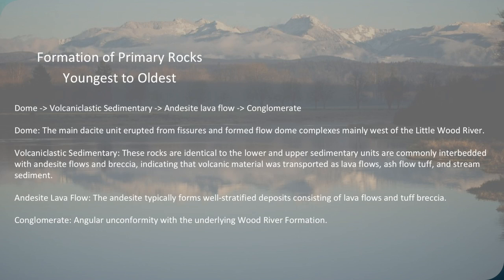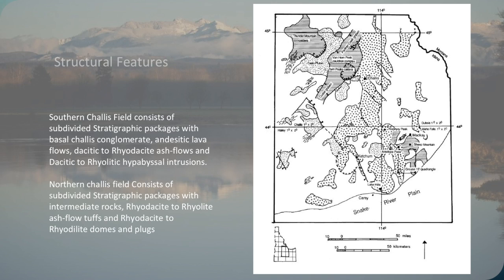Volcaniclastic sedimentary rocks are identical to the lower and upper sedimentary units and are commonly interbedded with andesite flows and breccia, indicating that volcanic material was transported as lava flows, ash flow tuff, and stream sediment. Andesite lava flow typically forms well stratified deposits consisting of lava flows and tuff breccia. Lastly is conglomerate, which has angular unconformity with the underlying Wood River Formation.